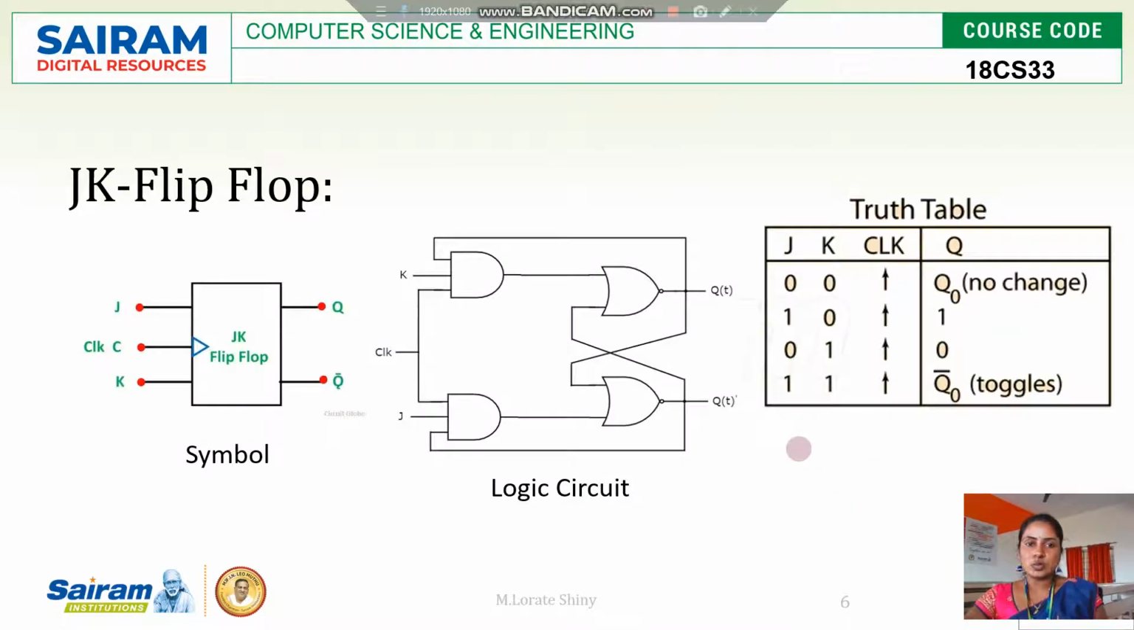Then we'll move to JK flip-flop. JK flip-flop is similar to SR flip-flop only. It's the extended version of SR flip-flop, because in SR flip-flop we have a drawback. The last input condition, 1 and 1, is forbidden. It is not allowed. So to overcome that, we are moving to the next flip-flop, that is JK flip-flop. Okay. So here the J input corresponds to S.